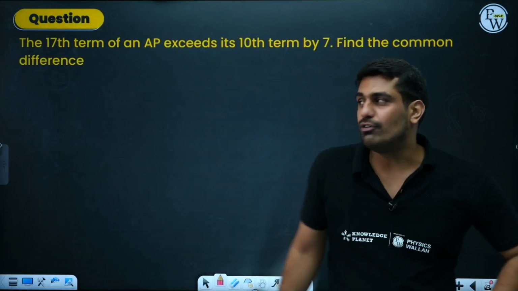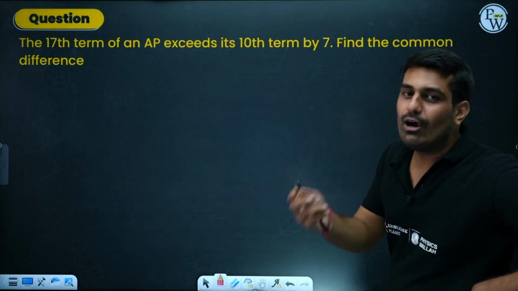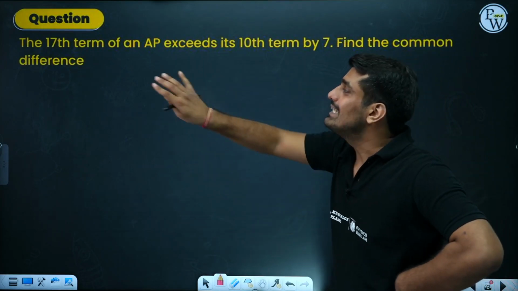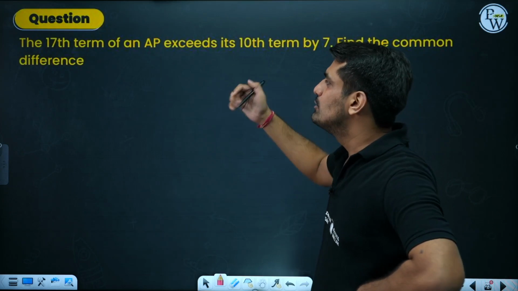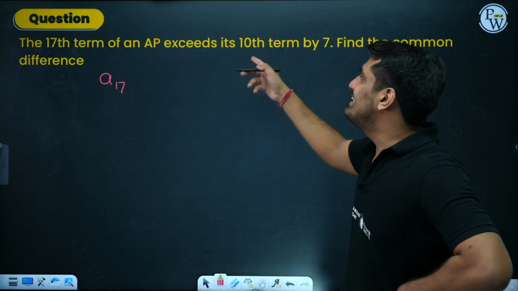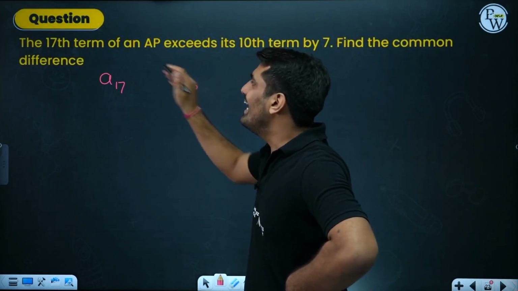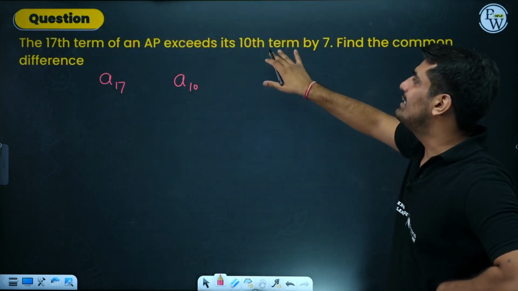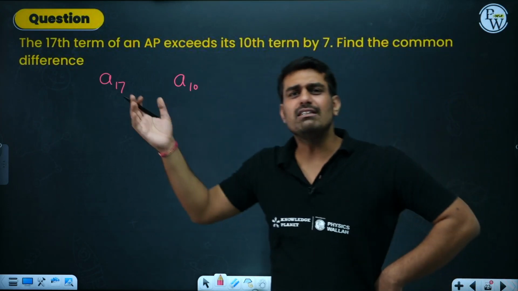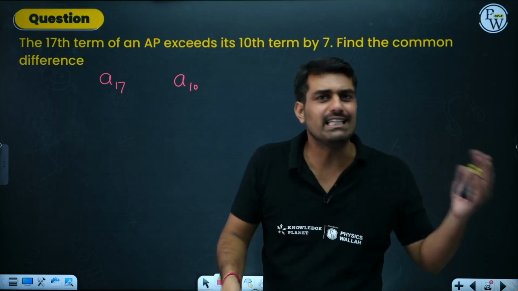So the next type of question is this one. The 17th term of an AP, so the 17th term will be A17, exceeds the 10th term. What is the 10th term? A10. The 17th term exceeds the 10th term by 7. Wherever such kinds of statements are there, people are confused. So where should I add 7? On this side or this side?